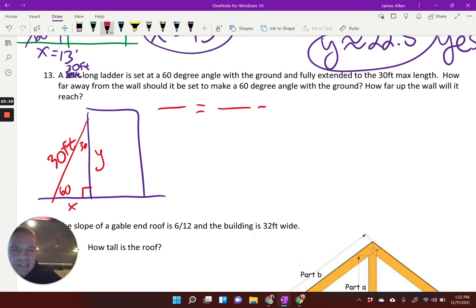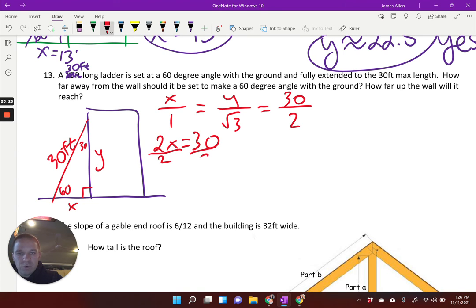So if I set this all up, 1, root 3, and 2. Across from my 30 is x. Across from my 60 is y. And across from the 90 is the 30-foot ladder. Now, if I cross multiply, I get 2 times x equals 30. Divide by 2, I get x equals 15 feet. So 15 feet away from the base.